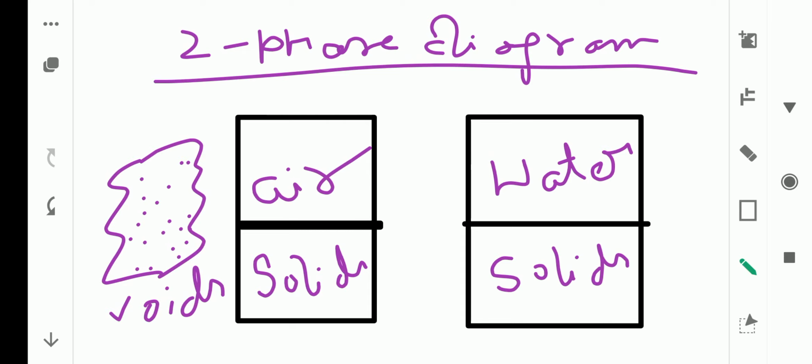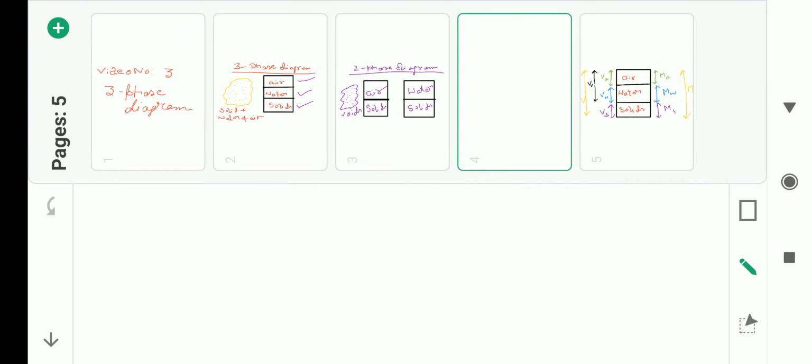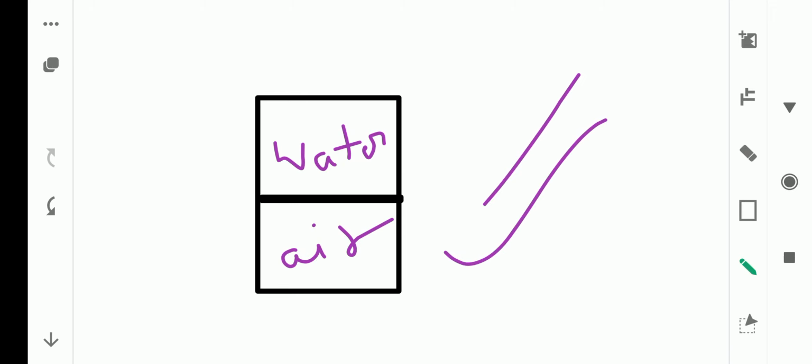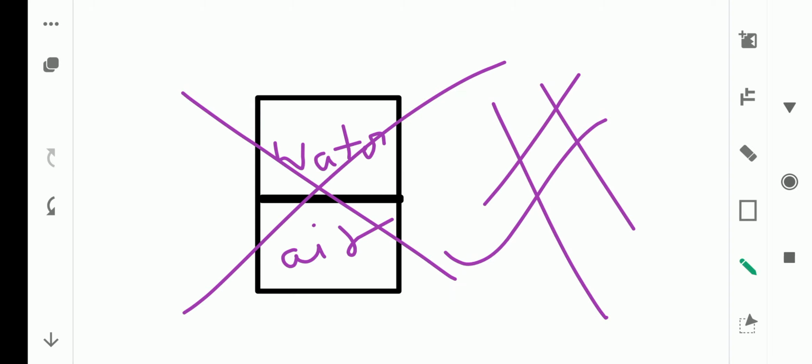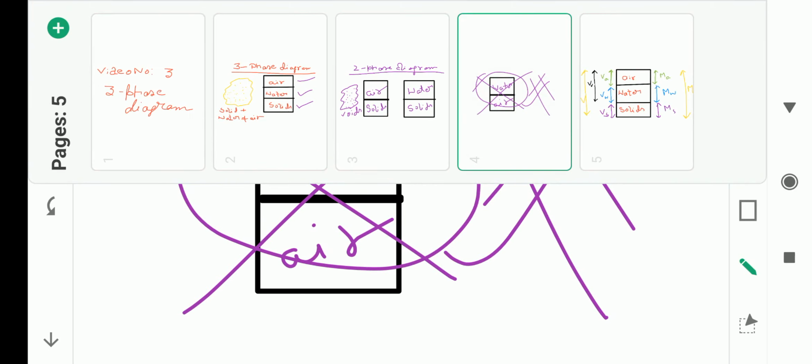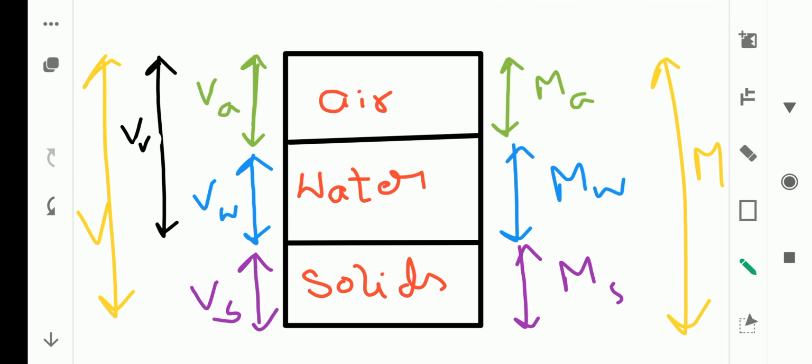Now tell me, can we draw another figure of two-phase diagram like this, where we are having water and air and no solids? Such type of soil, is it possible? Definitely not. It is not possible because without solids you cannot talk about soil, right? Okay, so let's move forward.